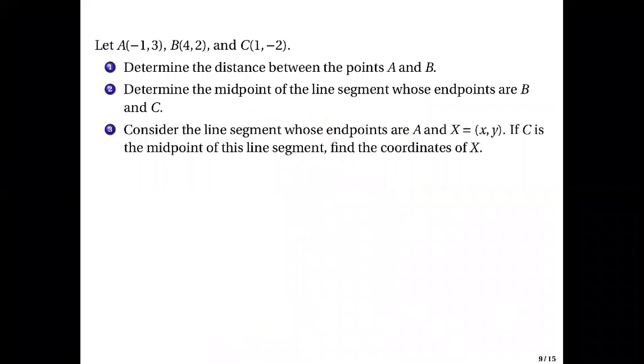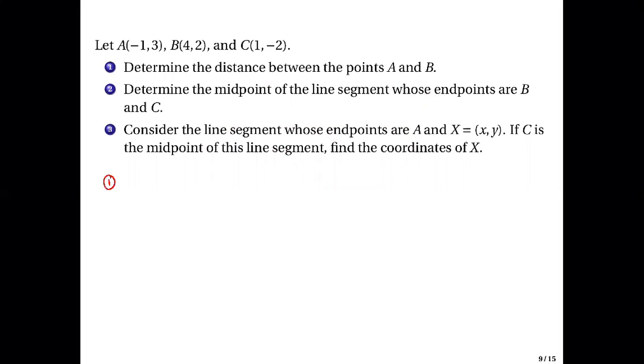Next problem here. Let A be the point negative 1, comma 3, B be the point 4, comma 2, and C be the point 1, comma negative 2. So 3 problems. Determine the distance between A and B. Determine the midpoint of the line segment whose endpoints are B and C. And then consider the line segment whose endpoints are A and a point X with coordinates x, comma y. If C is the midpoint of this line segment, find the point X.